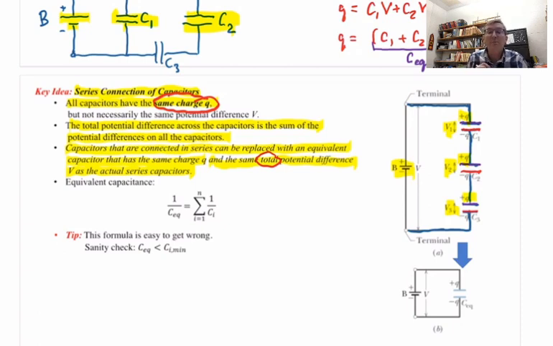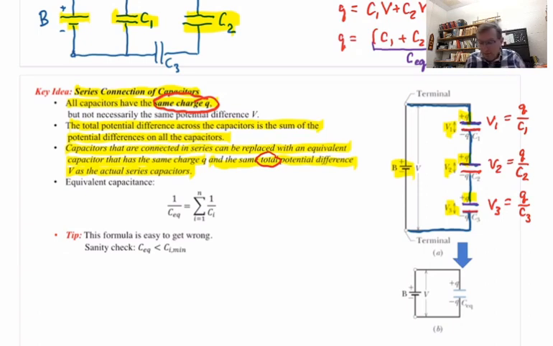So for capacitor 1, Q equals C1 V1. So V1 is then Q divided by C1. It's got to be true. For capacitor 2, V2 is Q over C2. And for capacitor 3, V3 is Q over C3.